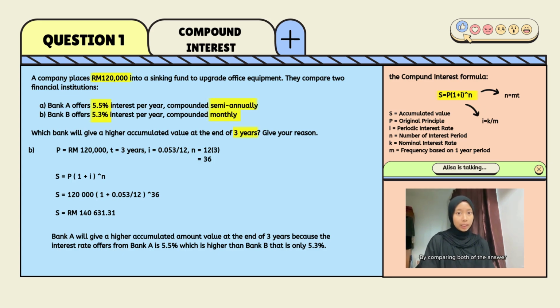By comparing both of the answers, we know that Bank A will give a higher accumulated value at the end of 3 years than Bank B. It is because the interest rate offered from Bank A, which is 5.5%, is higher than Bank B, 5.3%. As said before, interest computed will convert into principal, whereas the accumulated value at the end of the years is higher.